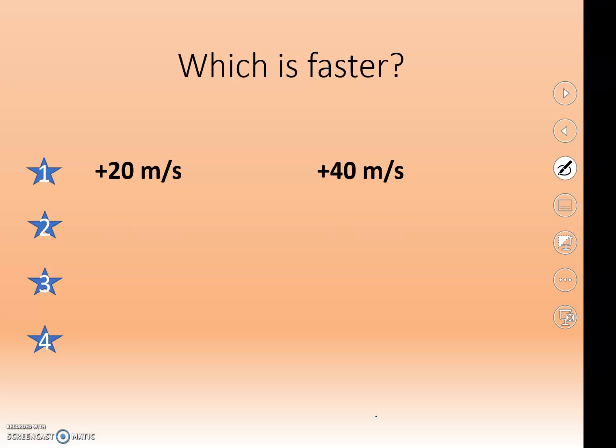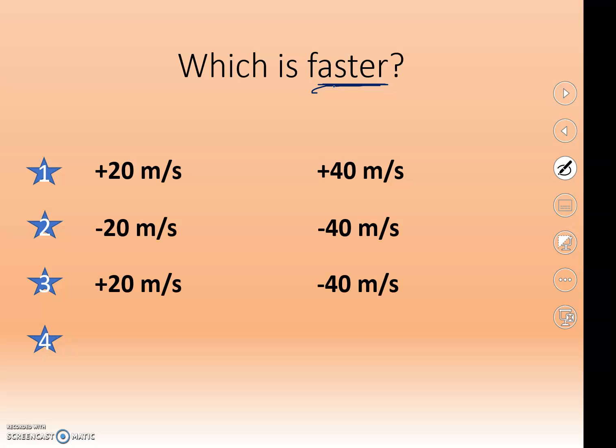All right, last exercise. So which would be faster? Faster as in, think about, this is what you want to program your car to be. Which one will move faster? So positive 20 or positive 40. And there are 4 examples. I want you to pause the video, go ahead and think about it, and then press play when you're ready for the answers.